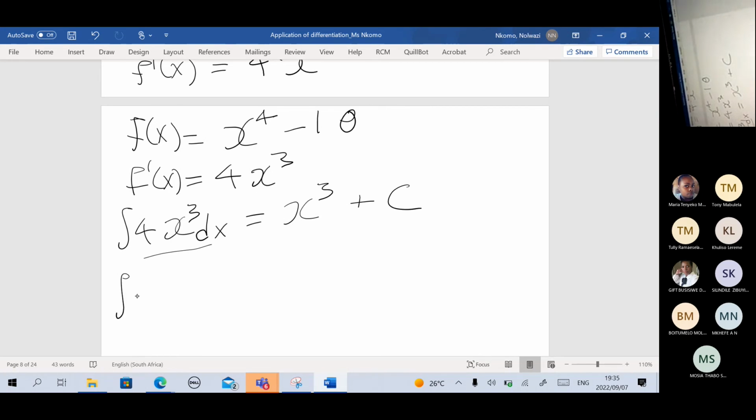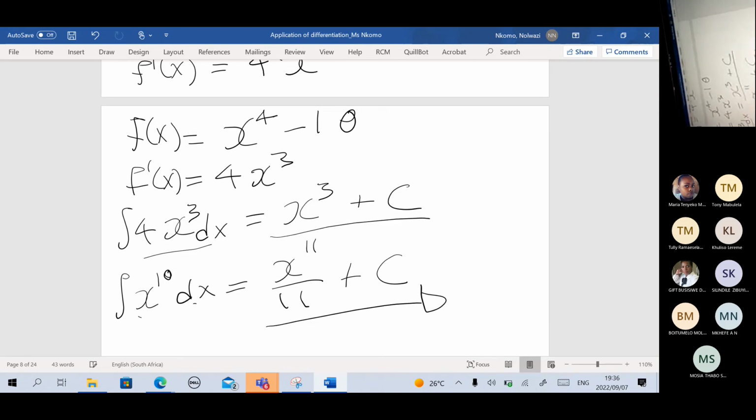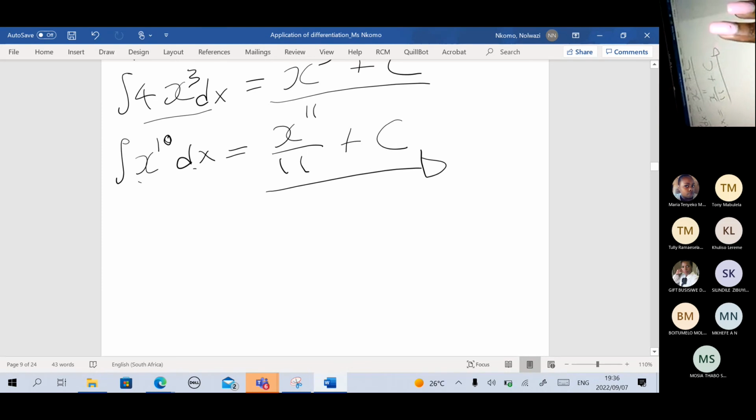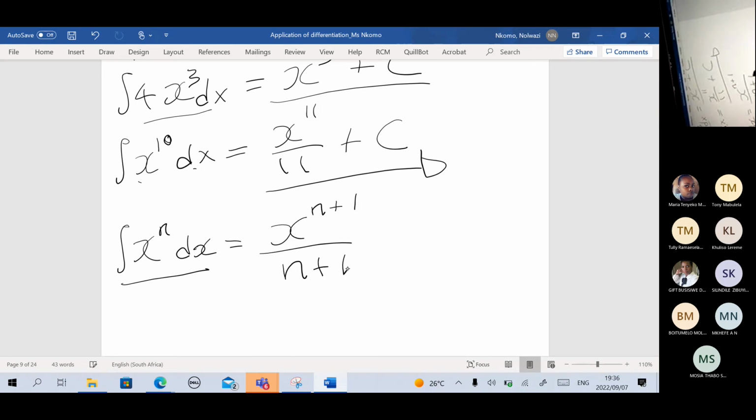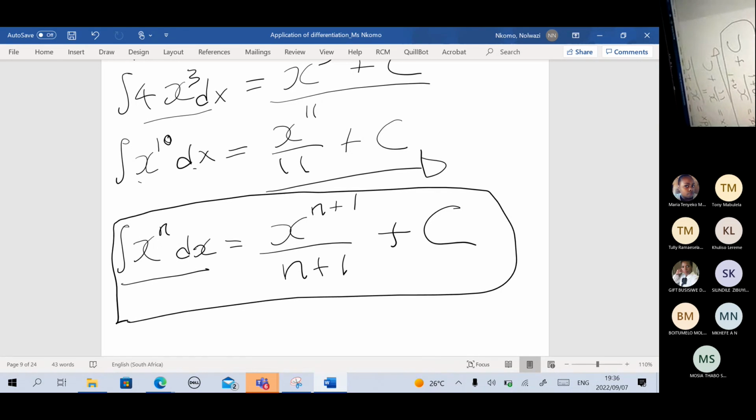And again, we're integrating x to the power 10, right? And we said if we integrate this, we'll get x to the power 11 over 11, right? Now, I said you should add a constant so that this would be correct. So this means the general rule for power rule for integration would be, let's say we are integrating x to the power n, then this will equal x to the power n plus 1 over n plus 1 plus a constant. So this is the rule that we will use for power rule in integration.